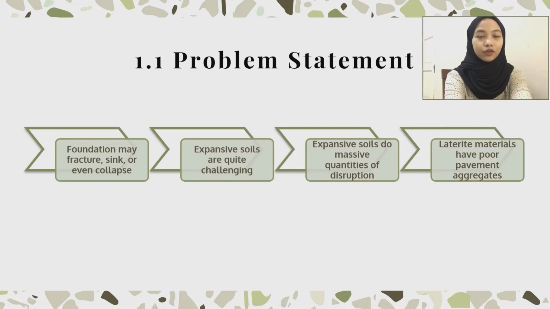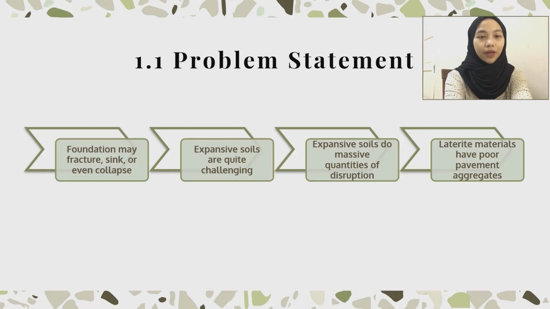In general, to build a building, the ground must be stable to support the structure. If the ground under a building is problematic, then the foundation may fracture, sink, or even collapse. The building materials should strive to provide the highest degree of climatic comfort. Then, expansive soils are quite challenging when used for various earthwork and engineering constructions.